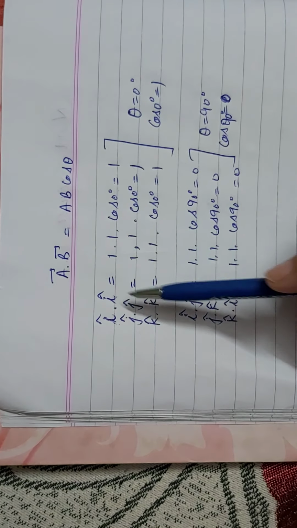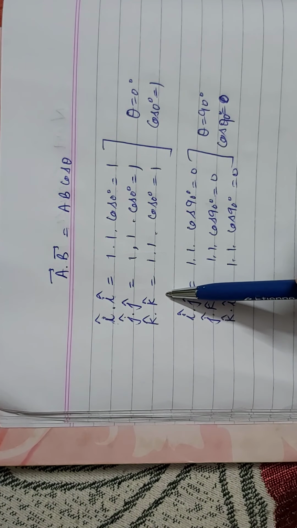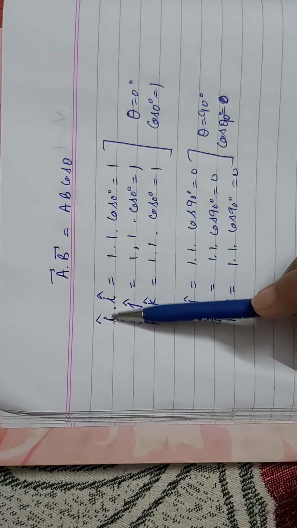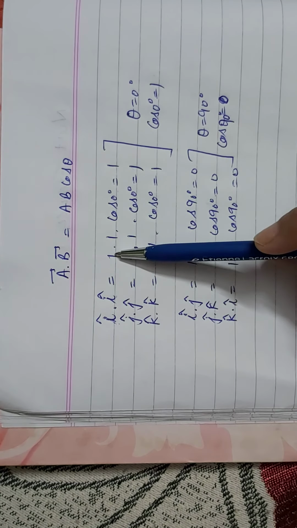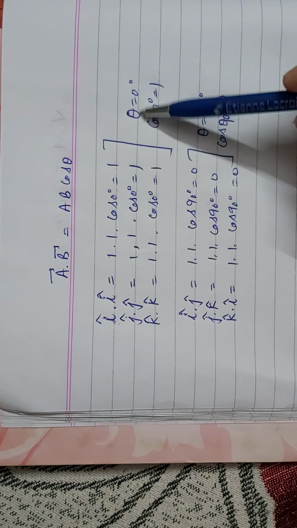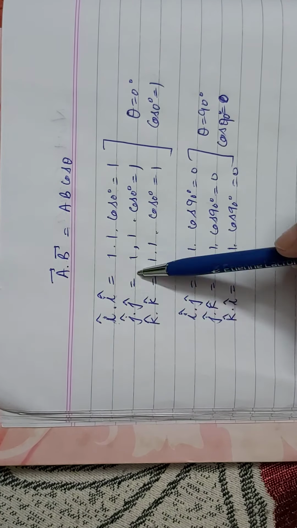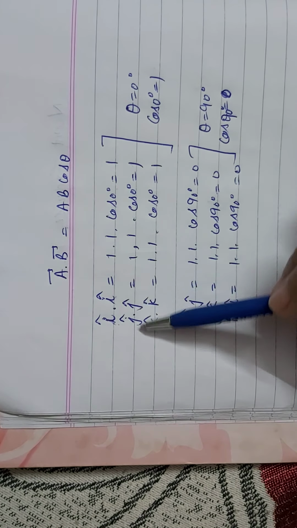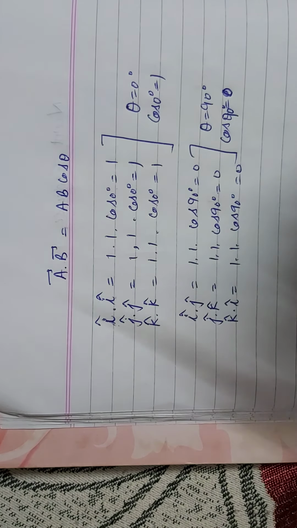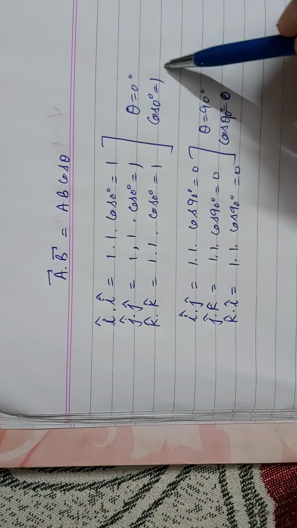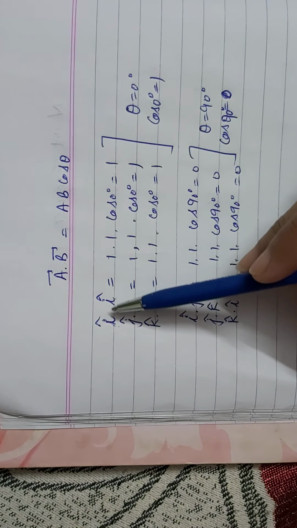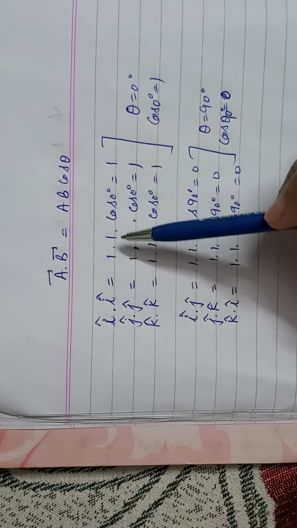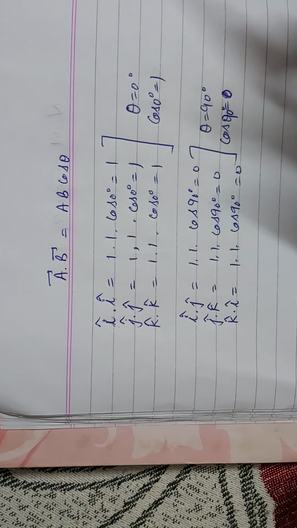Now i dot i, j dot j or k dot k, what do they represent? i and i are both along the x-axis. For their dot product, their magnitudes are 1 and 1, and the angle theta between i and i, j and j, k and k is 0, because they are along the same axis: i along x, j along y, k along z. So theta is 0 and cos 0 is 1. If we multiply the same unit vectors, the product will be 1, since their magnitudes are 1 and cosine of 0 is also 1.